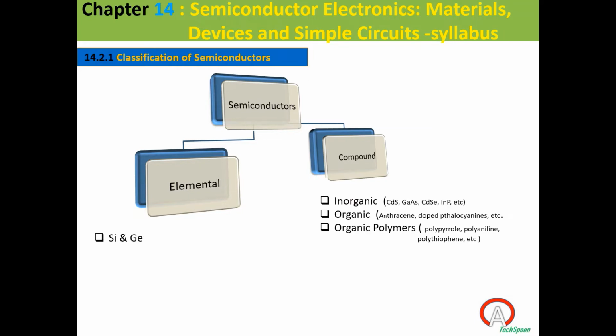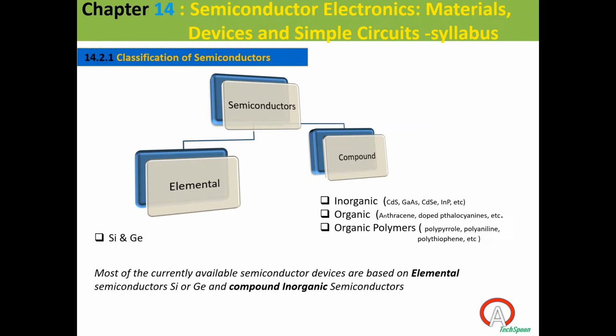And for compound, we have inorganic, organic, and organic polymers, right? Mostly used were elemental and compound inorganic semiconductors. Silicon and germanium are elemental, and cadmium selenide, gallium arsenide, indium phosphide, etc. are the compound semiconductors.